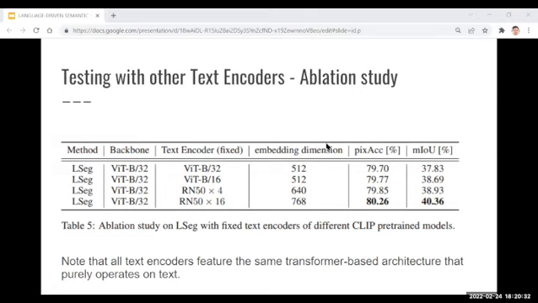One thing important to remember here is that the text encoder features the same transformer-based architecture that purely operates on text, isn't it? Although they are borrowed from CLIP, and they were trained alongside the image encoder, the architecture is purely a transformer-based architecture and purely operates on text.